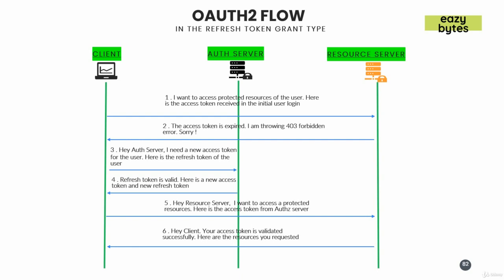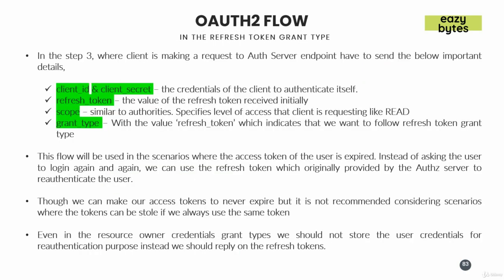Only then will my client hold a refresh token and leverage it to get the access token whenever it expires. As we discussed in step 3, when the client is making a request to the auth server endpoint to get a new access token, it has to send the client ID and client secret, and next is the refresh token, which it originally received from the initial authentication and authorization, and third is the scope, and the fourth one, the important one, is the grant type with the value refresh token.